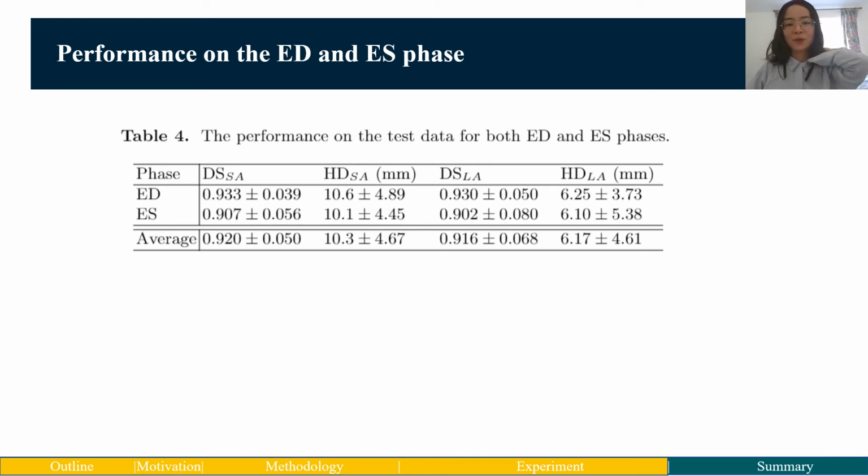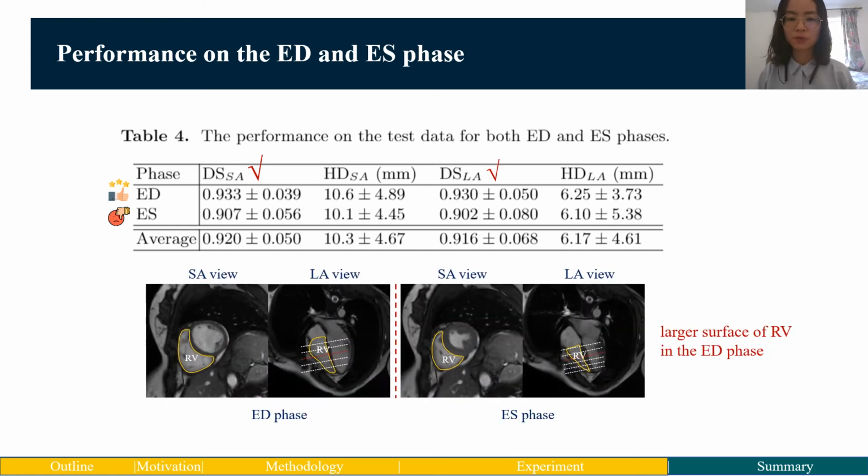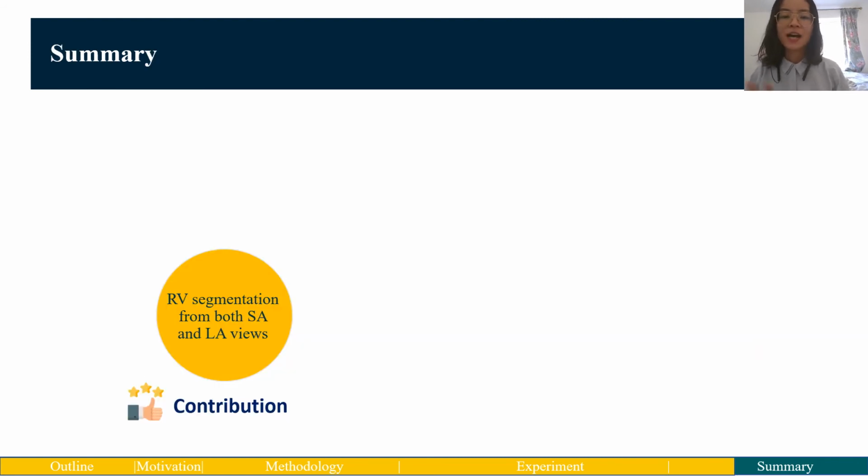We also compared the performance at the ED and the ES phase. One can see that the performance on the ES phase was statistically worse than that on the ED phase in terms of DICE score, but with no significant difference in terms of HD. As we know, DICE score is a volumetric overlap measurement and can be sensitive to the size of the target volume. Therefore, it could be attributed to the larger volume of RV in the ED phase compared to that in the ES phase. Now, I'd like to have a quick summary of this work.